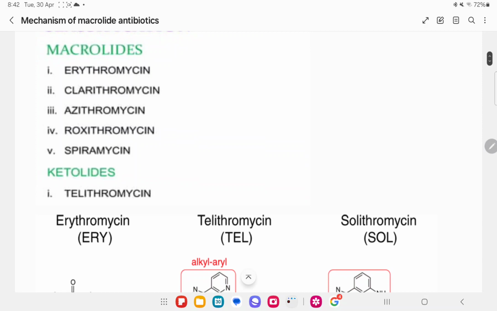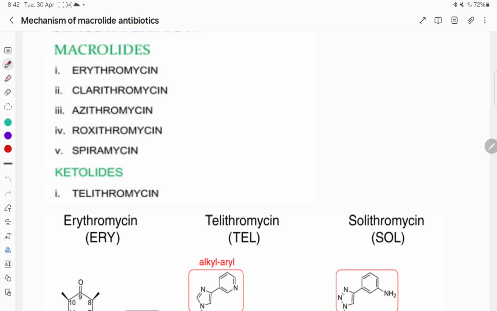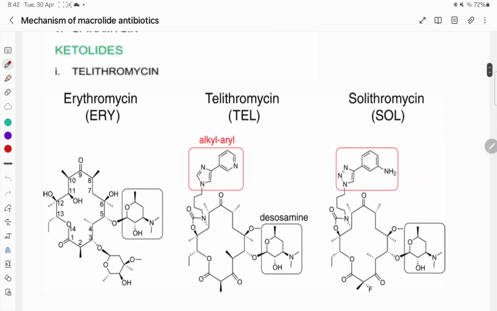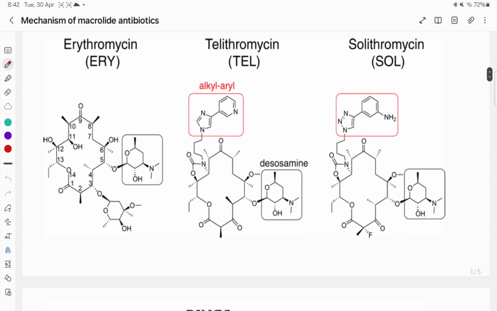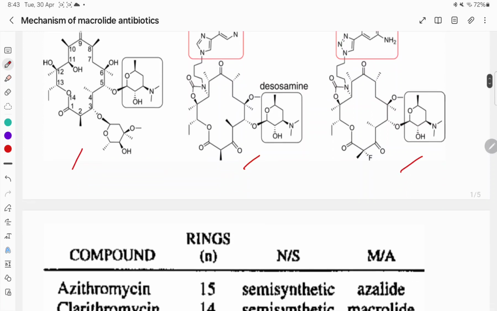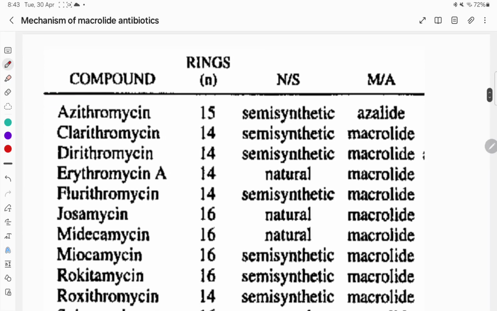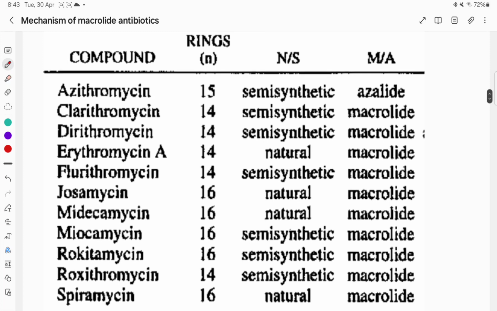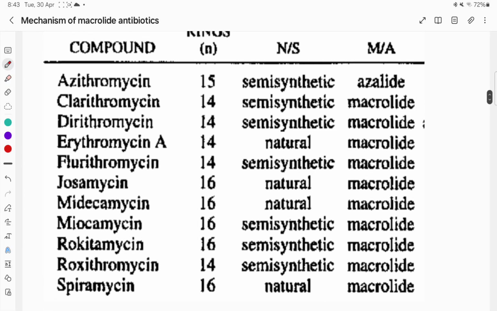Today we will discuss the mechanism of action of macrolide antibiotics, and this is the structure of the macrolides. We can classify them structurally as macrolides and ketolides. Erythromycin is an example of a macrolide. Then you can see the structures: erythromycin, telithromycin, solithromycin. Solithromycin is an example of ketolides. And the ring can be 14-, 15-, or 16-membered, and also can be natural or semi-synthetic.